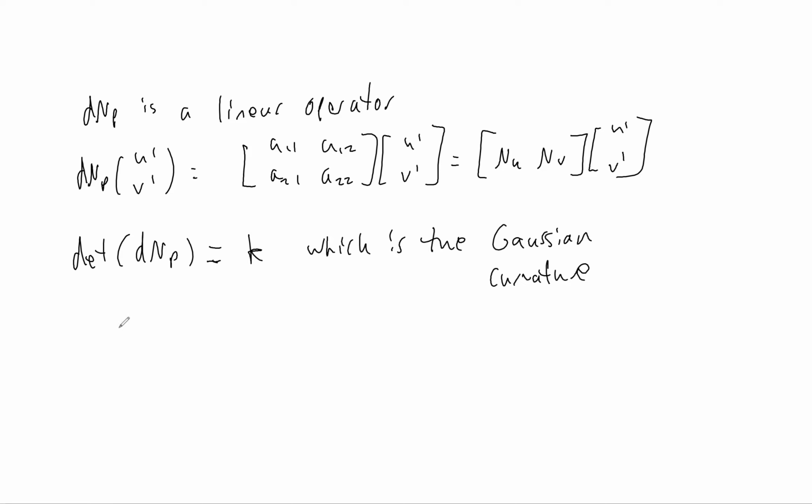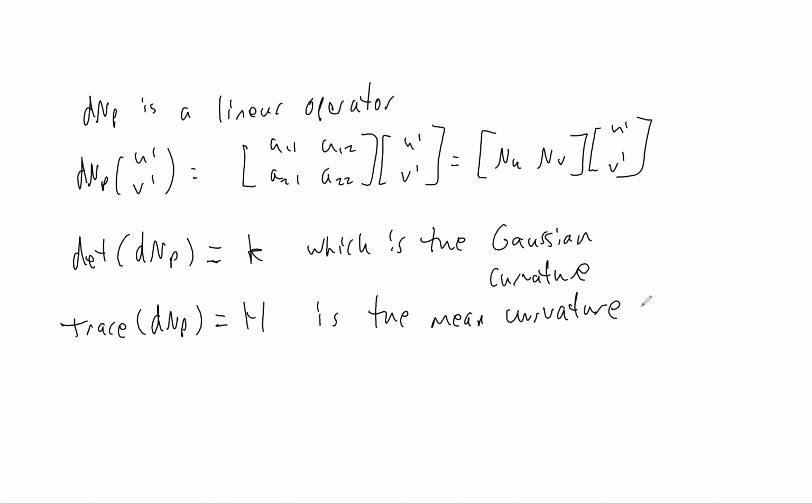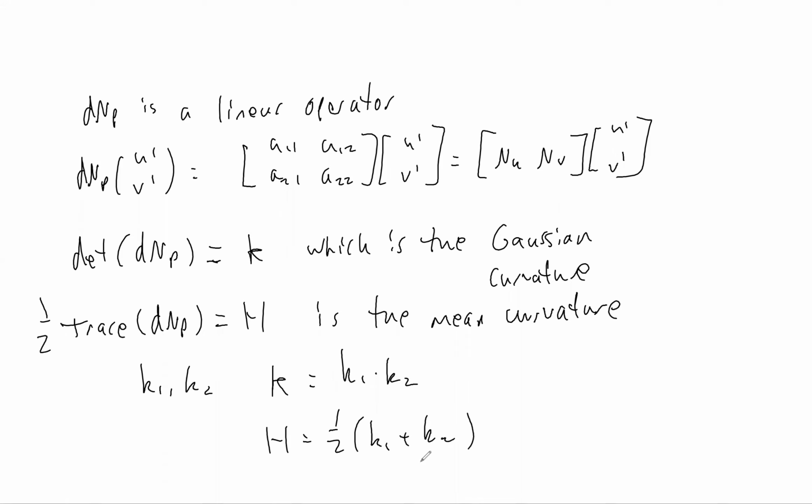And then we have that the trace, which we denote as H, is the mean curvature. If we were to figure out the eigenvalues, which let's say are k1, k2, these are actually called the principal values, and with those principal values come their principal vectors. Those are going to be the eigenvectors. We have that K is k1 times k2, and H is 1/2 the trace of dNp, which is 1/2 of k1 plus k2. So that's just something to note. When it comes to eigenvalues and eigenvectors, there is a relationship: it's directly related to how eigenvalues relate to the determinant and the trace of the matrix.